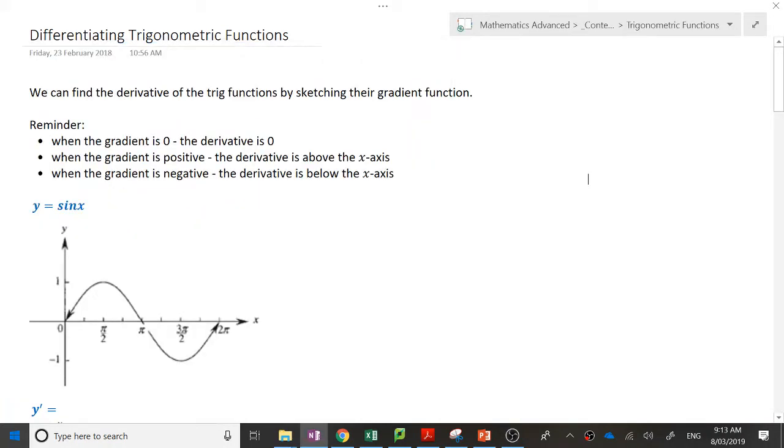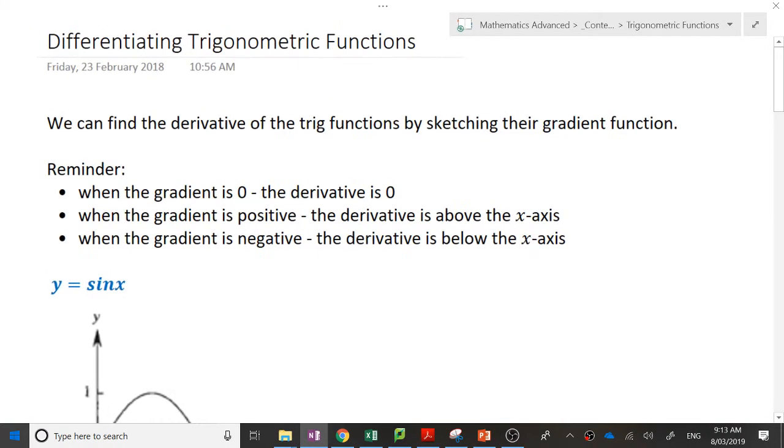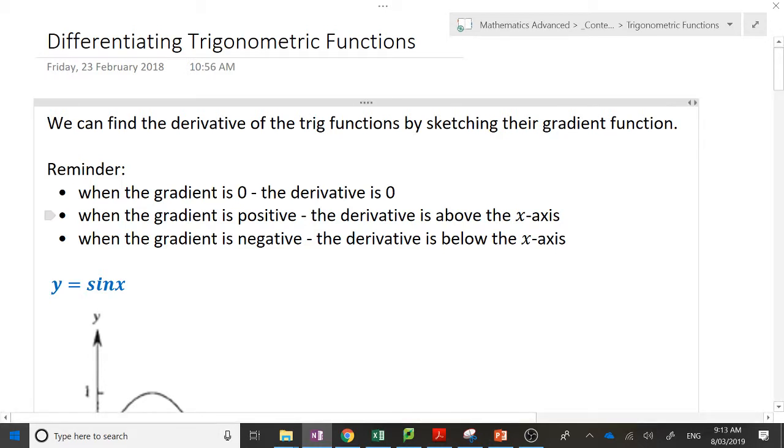So we're going to differentiate some trig functions today. As you know, and we've done this for many other graphs, we can find the derivative of trigonometric functions by graphing their gradient function. Remember, when the gradient's 0, the derivative is 0, that's where it crosses the axis. When it's positive, it's above the x-axis. When it's negative, it's below the x-axis.